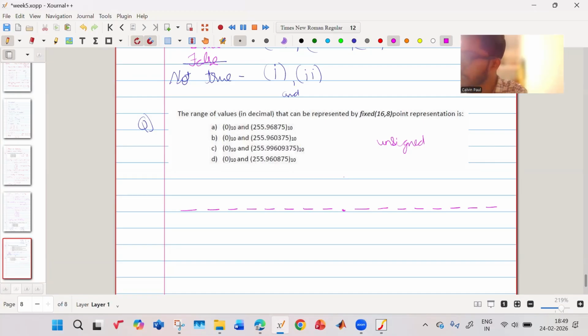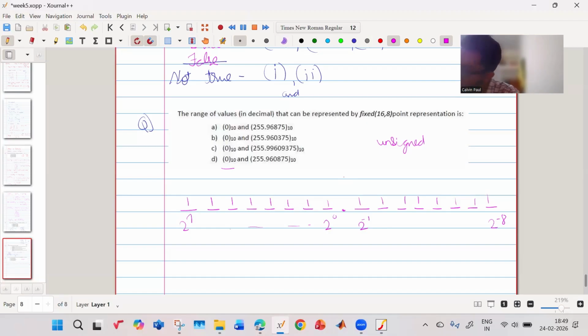So the maximum value that this can take is when all are 1, and the minimum is when all are 0. All are 0 is the minimum value, very easy. Now we want to find the maximum value, which means all are 1. So now this is 2 to the power 7, this is 2 to the power 0, this is 2 to the power 1, 2 to the power minus 1, and this is 2 to the power minus 8.